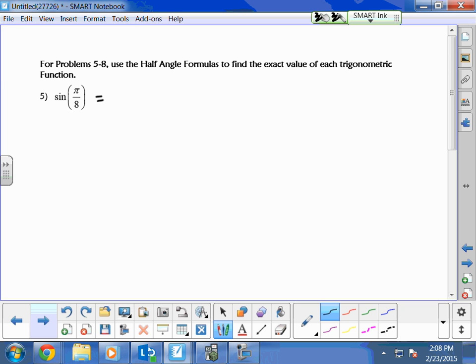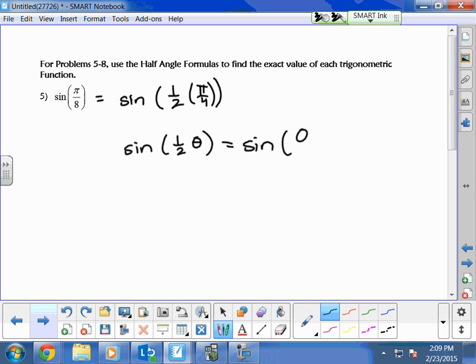And to get this as a half angle, you're going to do it like this. Sine, you're going to break this up: 1/2, and this is really pi divided by 4. So you have sine of 1/2 theta. This is the same thing as sine theta divided by 2. It means the exact same thing. Since that's the case, this is theta and this is a half, which means theta is equal to pi divided by 4. Now, what do we do from here? You take that and apply it to the formula.